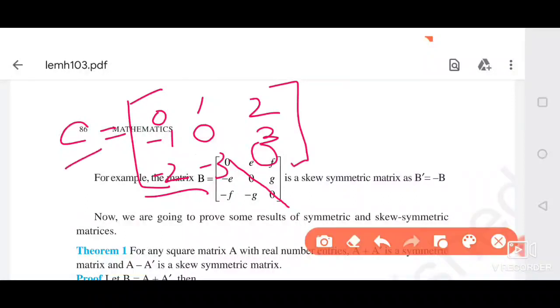Now you compare this C with this B, how they have written e, f, g and here they have written minus e, minus f, minus g. In the same way I have also written matrix C. Now you can check yourself whether this C is skew symmetric or not. So this is the definition of skew symmetric matrix.